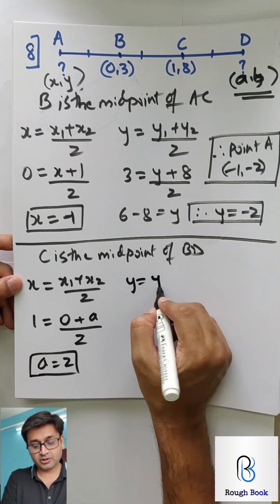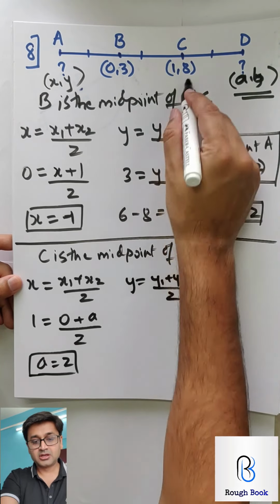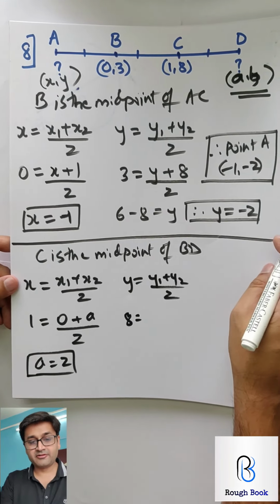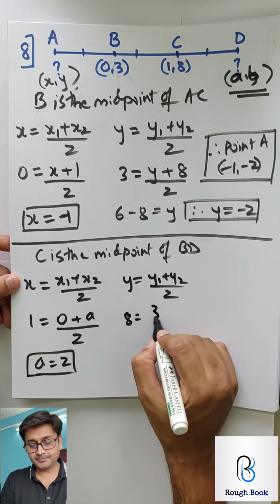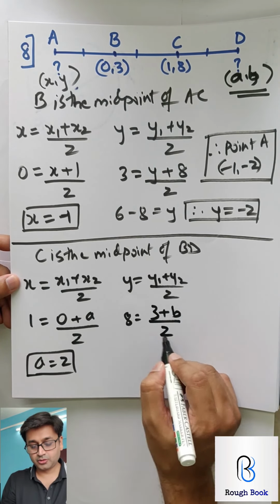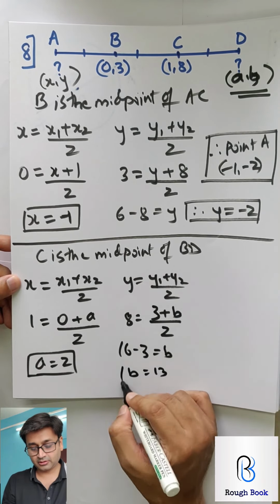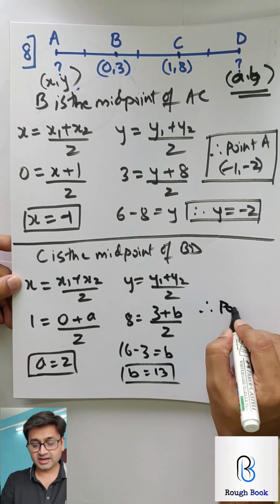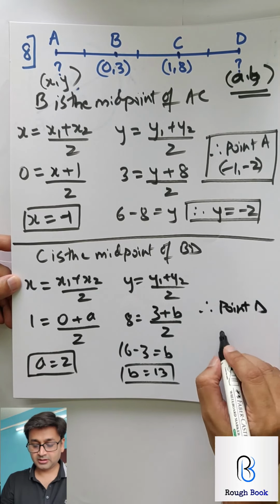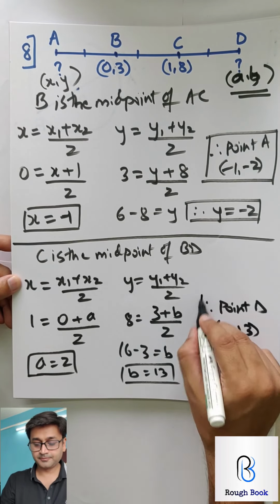Likewise, Y is Y1 plus Y2 by 2. So Y is 8. Y1 is 3 plus B upon 2. So I get 16 minus 3 as B. So B becomes 13. So therefore I can say that point D is 2 comma 13.